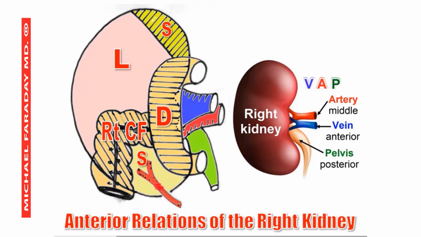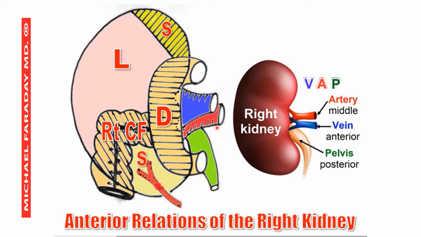Then for the right kidney, for the anterior relations, for the upper medial, we have the right suprarenal gland. For the hilum, we have the second part of the duodenum. This part is related to the right lobe of the liver. This is the right colic flexure. This is the small intestine. This is the ascending branch of the right colic artery.